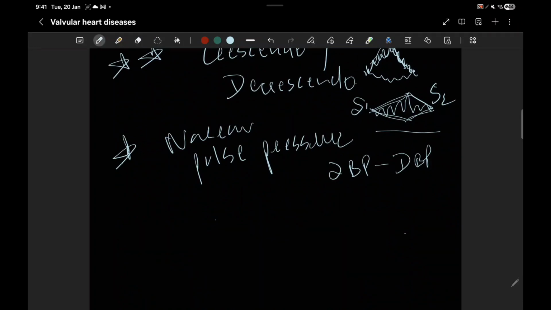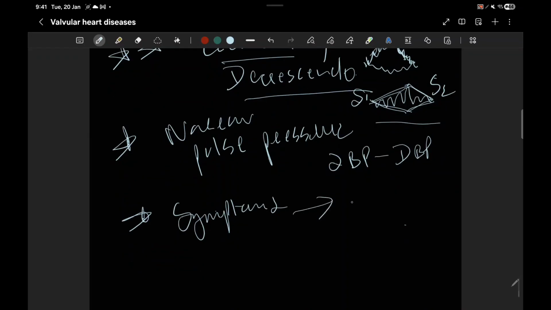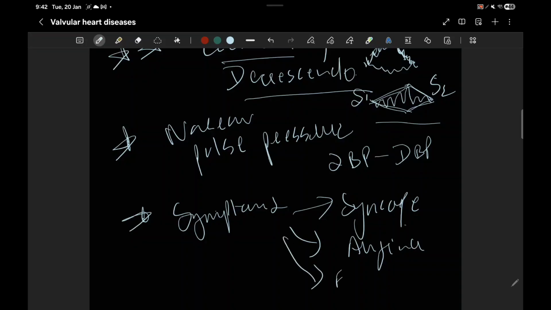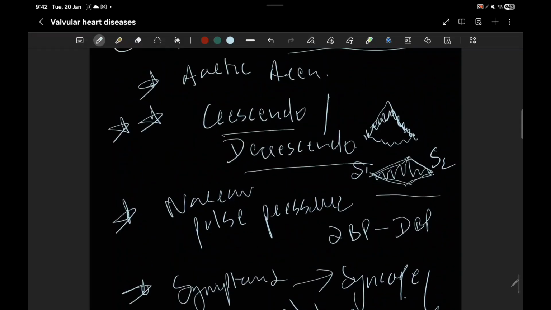In aortic stenosis, what are the symptoms? How do the patients come? I told you about the decrescendo pattern of the murmur. Patients come with syncope, angina, and exertional dyspnea. Symptoms like syncope, angina, and exertional dyspnea. Remember it as the SAD mnemonic, in aortic stenosis.